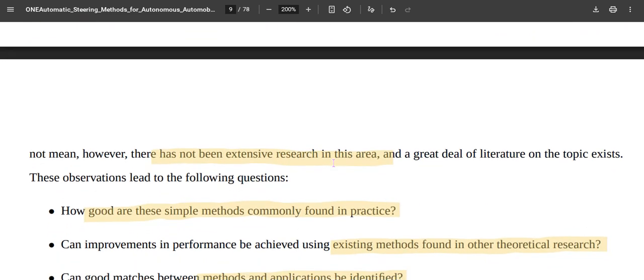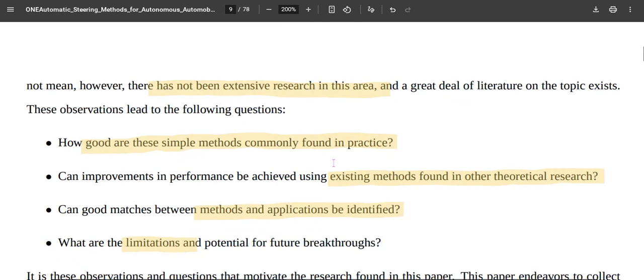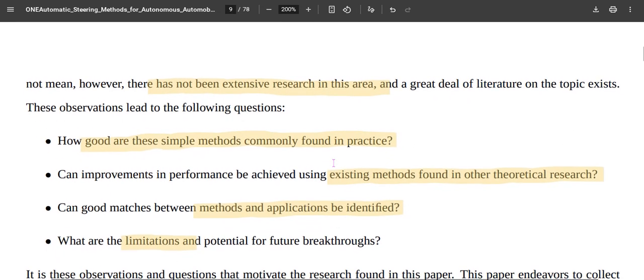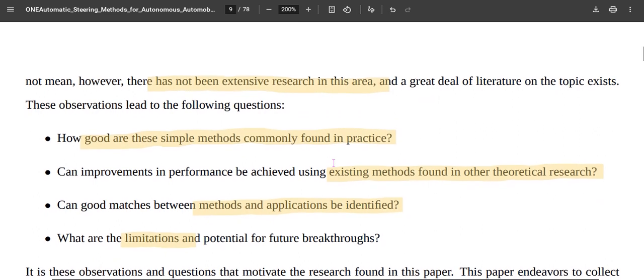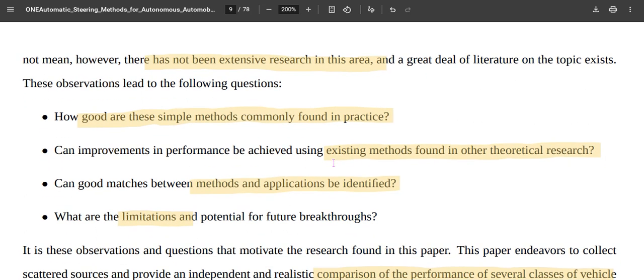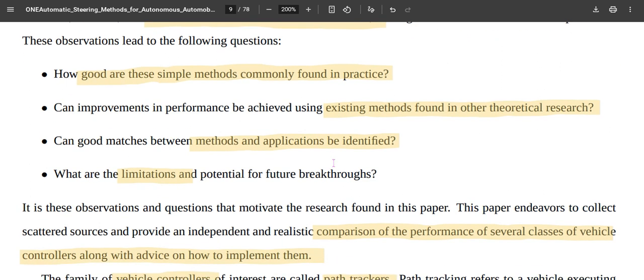So why have these simple methods been successfully utilized, rather than very complex models? To be honest, this doesn't stop people from doing extensive research in this area. Despite that, the following questions arise: why are these simple methods commonly used in practice? What about the existing theoretical research? What are the good matches between these applications and the methods identified? What are the limitations of these promising simplistic models? And what would be the future breakthrough?